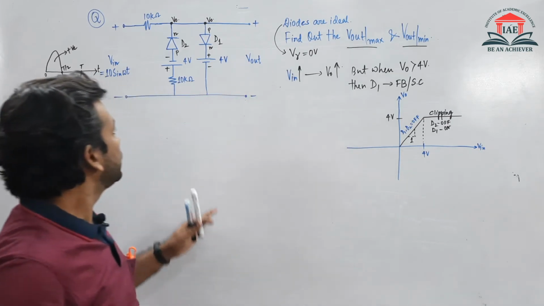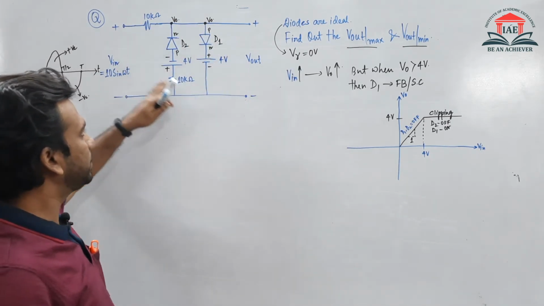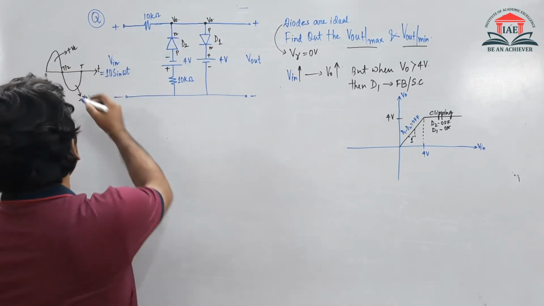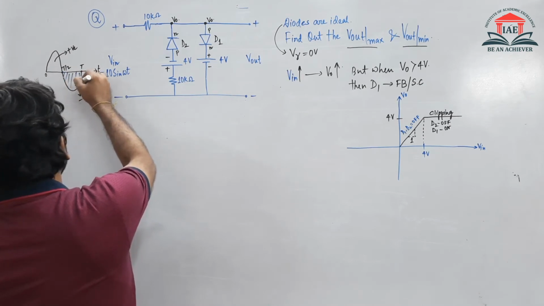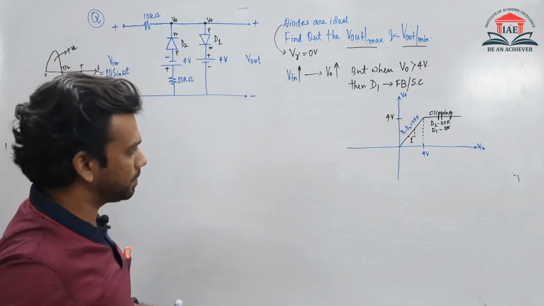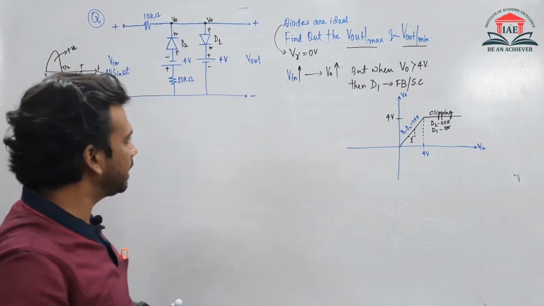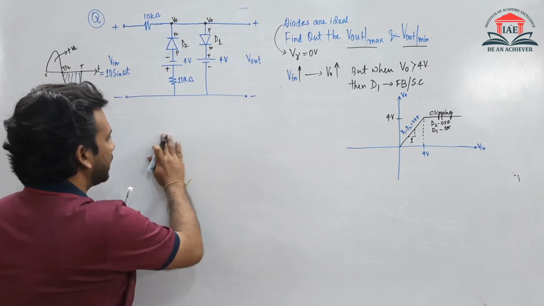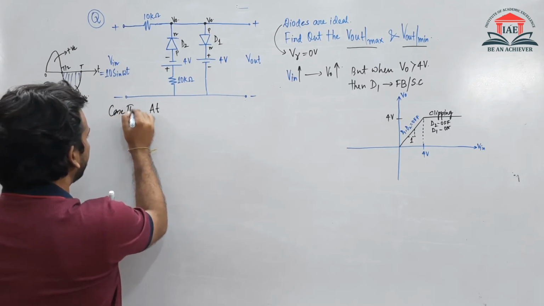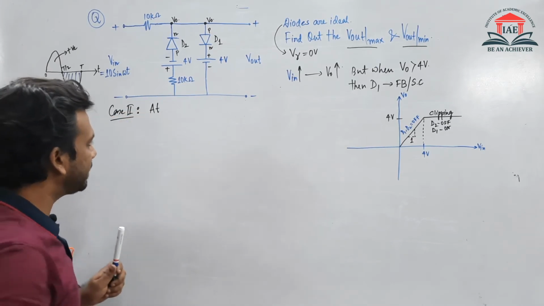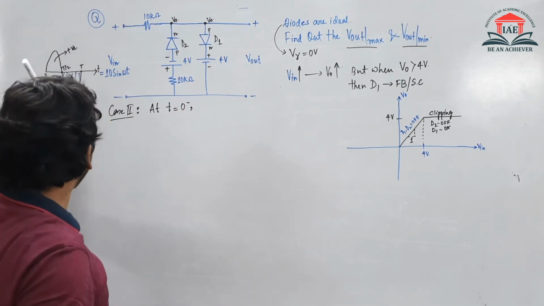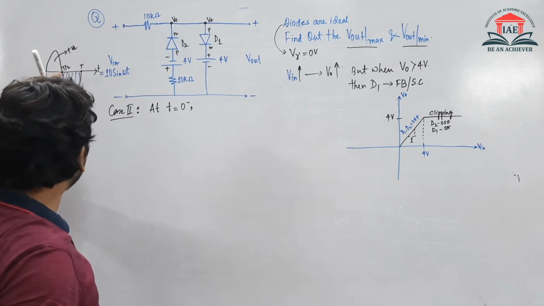Now we want to see the transfer characteristics of this circuit for the negative half cycle. So in the negative half cycle means we are going for this part. What will be the response of the circuit for the negative half cycle? So for the negative half cycle, let us assume in case 2 that at t equals 0 minus condition, the input is 0, so we can start from here also.